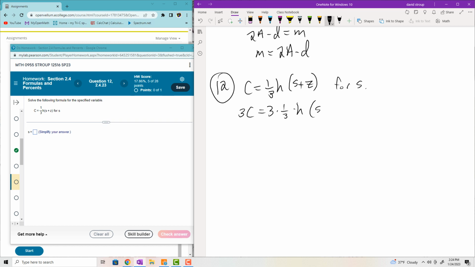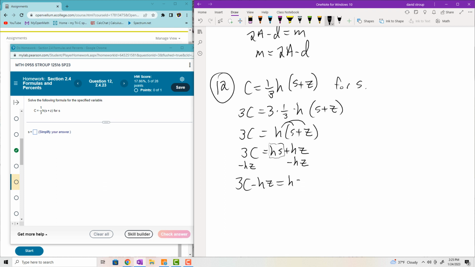H times s plus z. And then, of course, you get 3c. On the right, the 3 times 1/3 is just 1, so you have 1h times s plus z. And then you could distribute the h. And then you want to isolate the term that has the s. Okay, so you want to get that thing. I just put it in the box by itself, so I'm going to move the hz to the other side. So I have 3c minus hz equals hs.